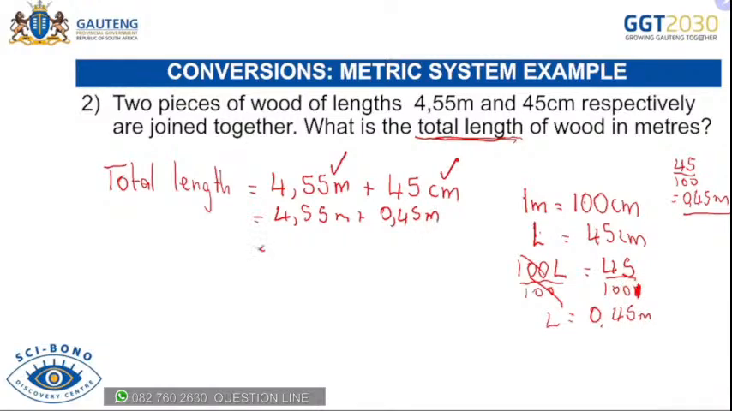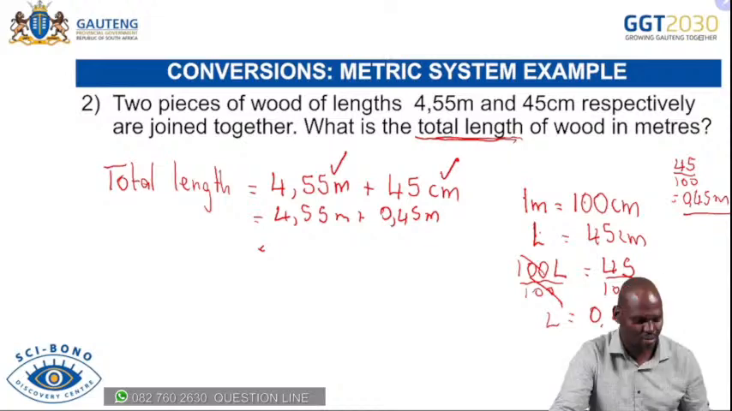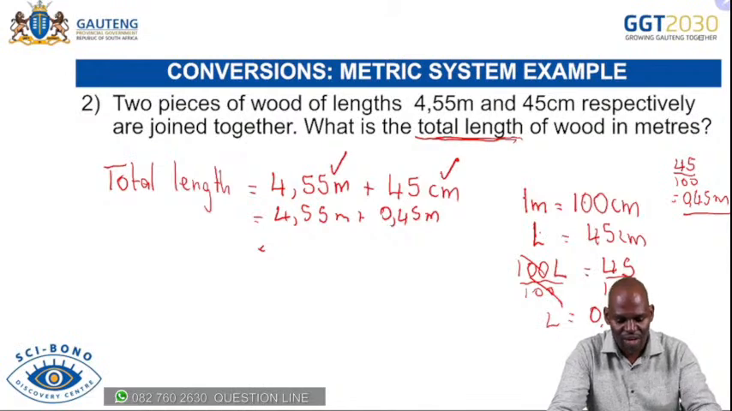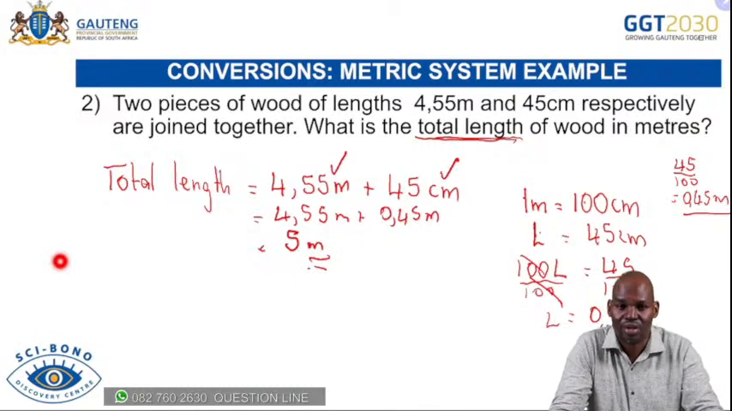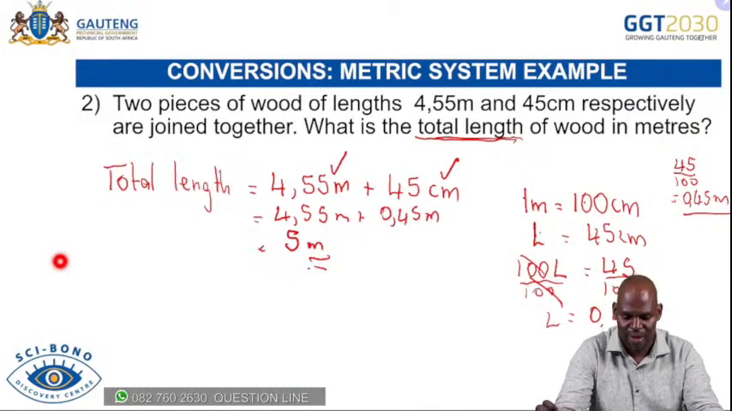Then we can just add. Please make sure that you use your calculator. Don't take anything for granted, because remember, every single mark counts. So it's very important. For this one, if you say 4,55 plus 0,45, then this will give us 5. So that is 5 meters. So that is how you do number 2.